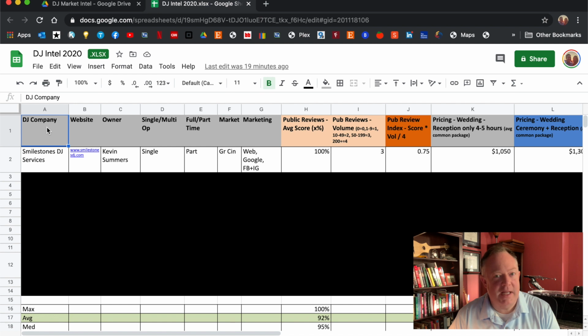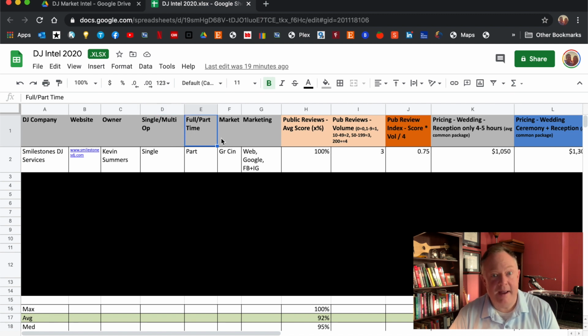This is the information that I like to collect. DJ company name, of course. Website. What is the URL? What's their website? Owner. Sometimes it's several owners. Single or multi-op. Is this a single operative company, one owner, one operator, or did they have multiple people working and doing DJing for the company?